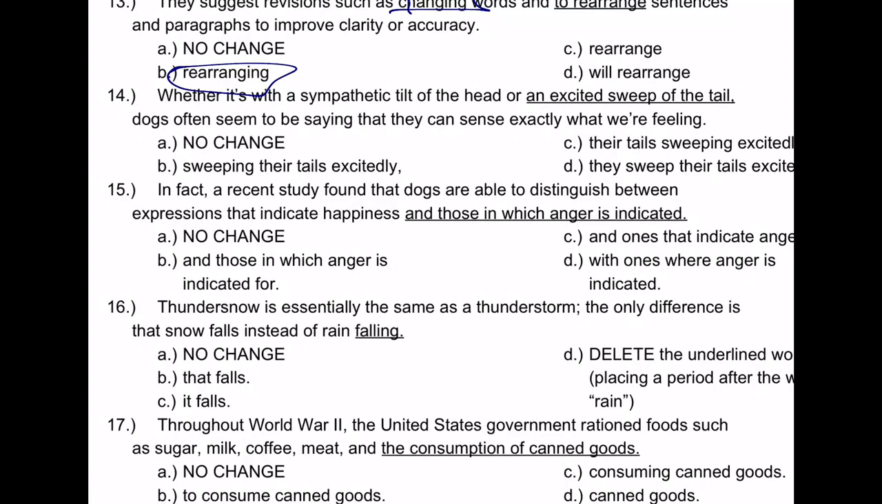Number 14, whether it's with a sympathetic tilt of the head or an excited sweep of the tail, dogs often seem to be saying that they can sense exactly what we're feeling. So these phrases literally say a something of the head and a something of the tail. Their structure is identical. That's why choice A is the best one.